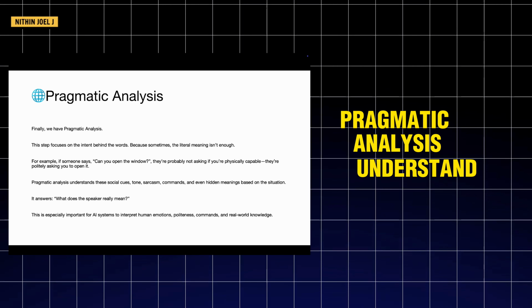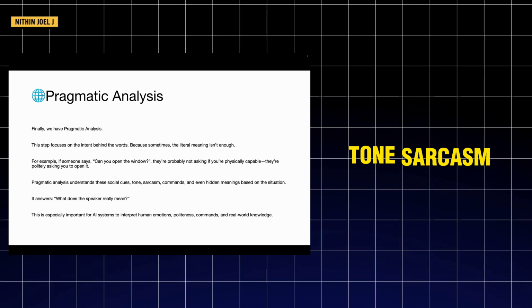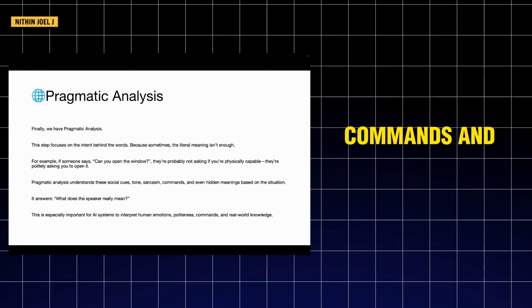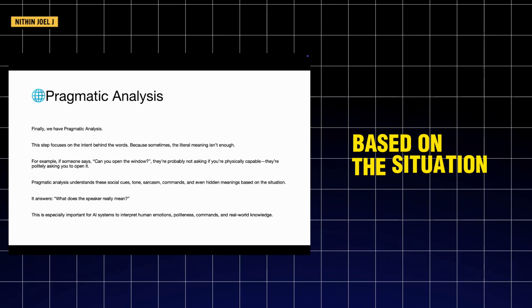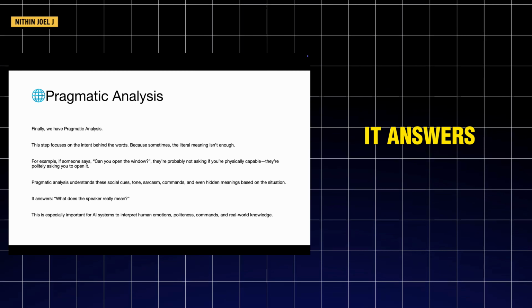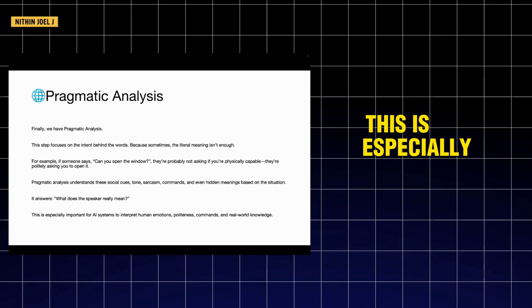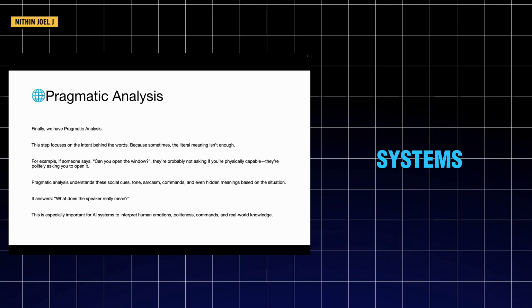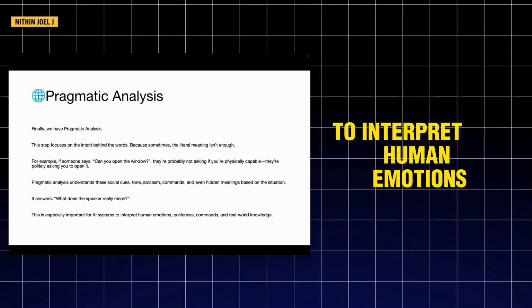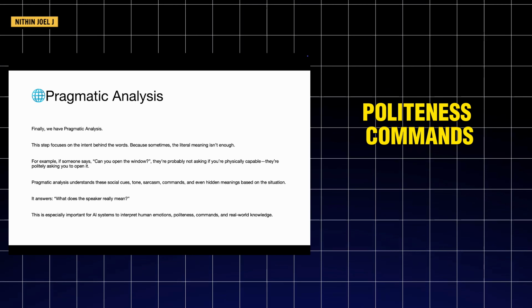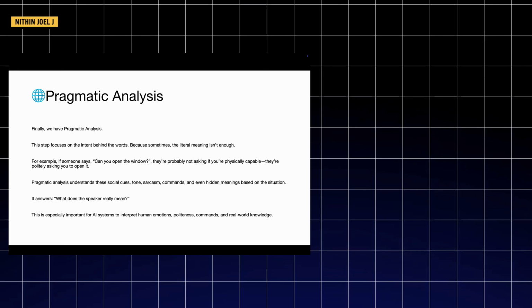Pragmatic analysis understands tone, sarcasm, commands, and even hidden meanings based on the situation. It answers what the speaker really means. This is especially important for AI systems to interpret human emotions, politeness, commands, and real world knowledge.